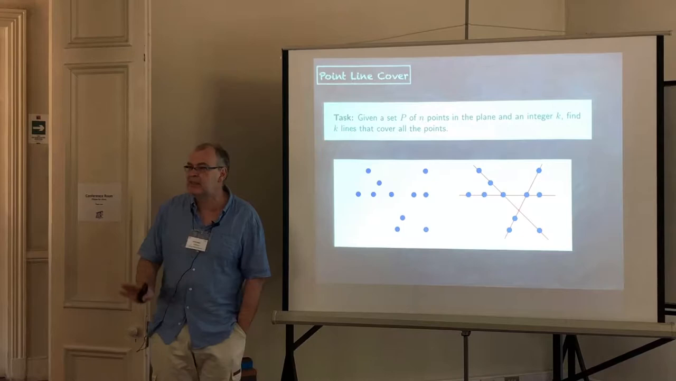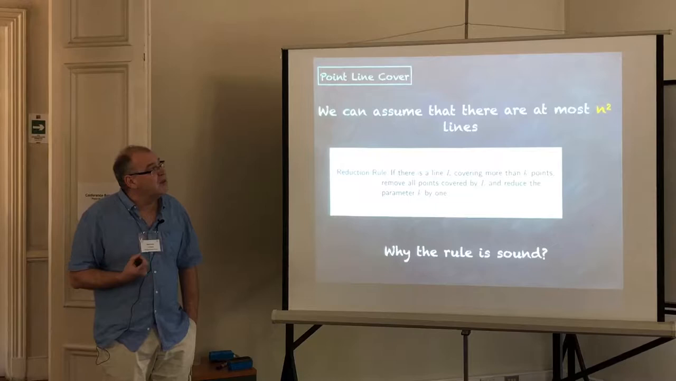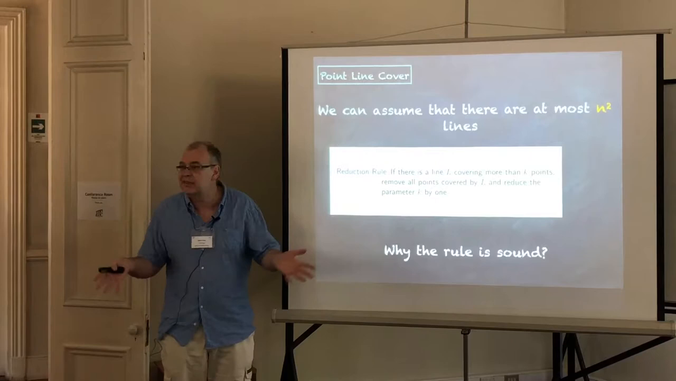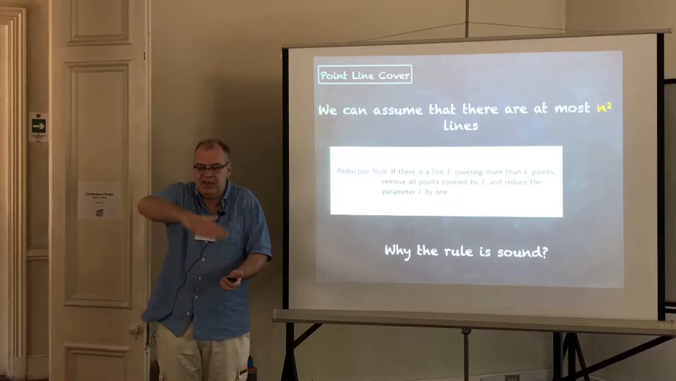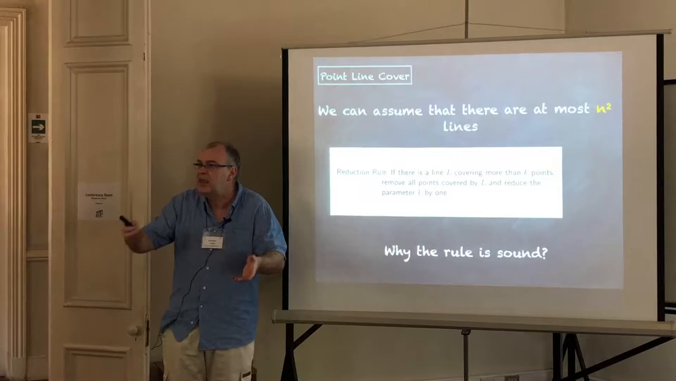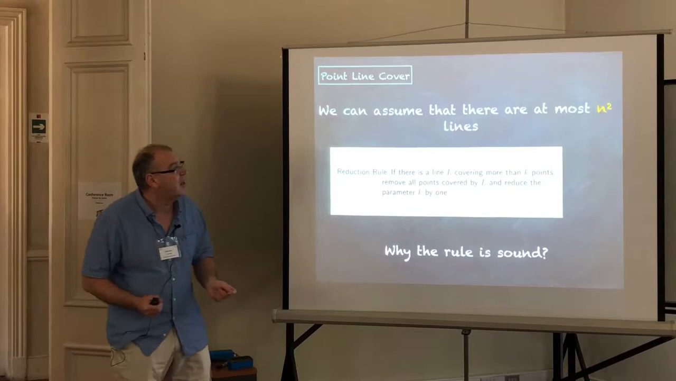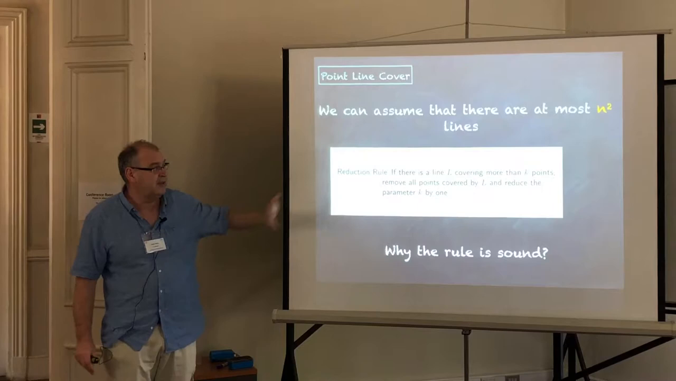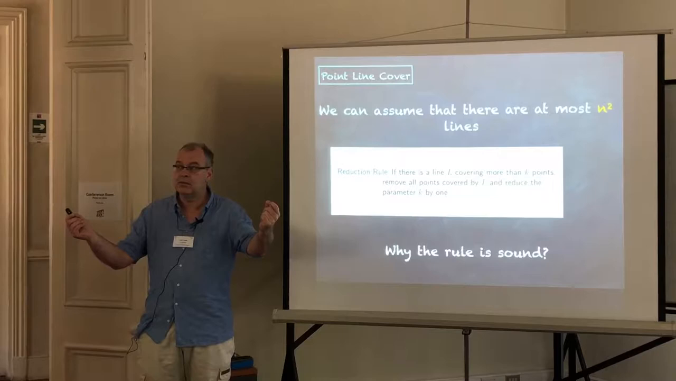So what can I do? First of all, I can always assume that I have at most n squared lines to consider, because I have n points, and I just take all lines which go through 2 points. So I can view this as a finite problem: I have at most n squared lines, and I just have to pick at most k out of them. This makes things a bit easier. And then I can have a reduction rule. The rule is the following. If there is a line which covers more than k points, this line should go into the solution.